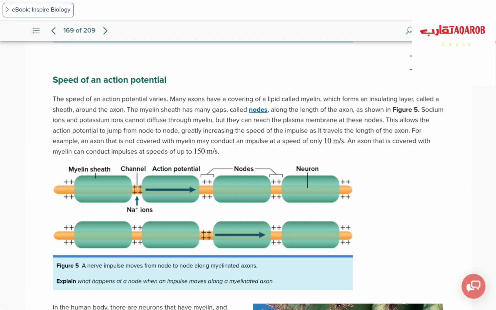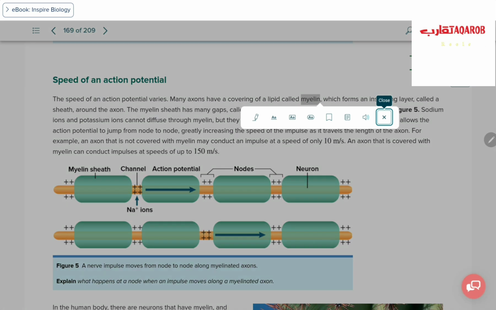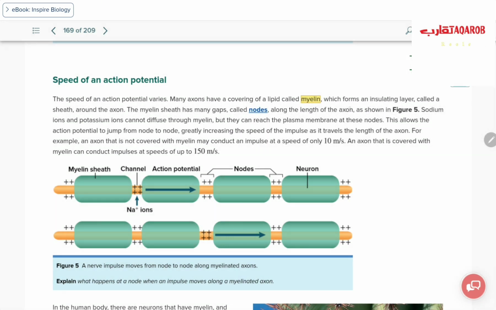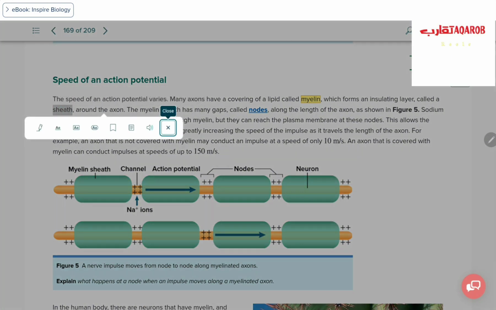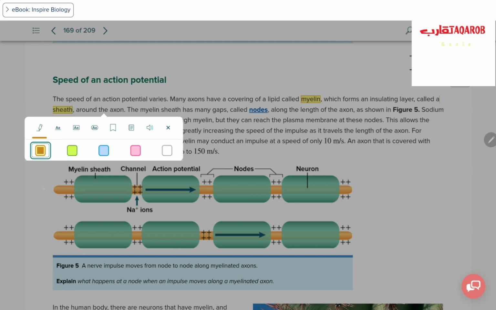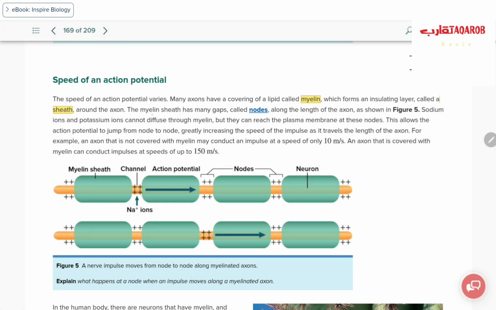Speed of an action potential. The speed of an action potential varies. Many axons have a covering of a lipid called myelin. So here we have a myelin sheath, which forms an insulating layer called a sheath. Every axon has a sheath called the myelin sheath around it.